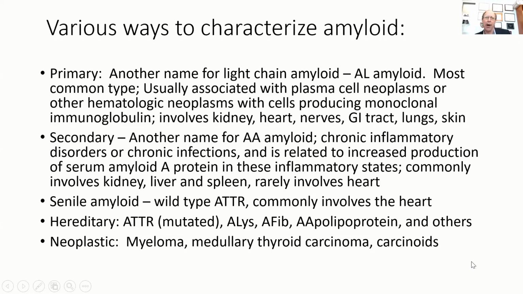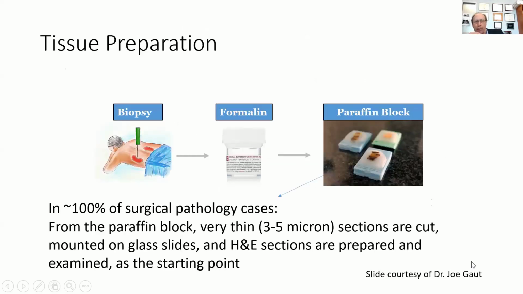So how do we look at biopsies in pathology? Of course, we get a biopsy. Virtually 100% of biopsies come to us in formaldehyde. We embed that material into a paraffin block, then cut thin sections, mount them on glass slides, and do H&E stains. That's the starting point for virtually every pathology specimen that comes through the laboratory.